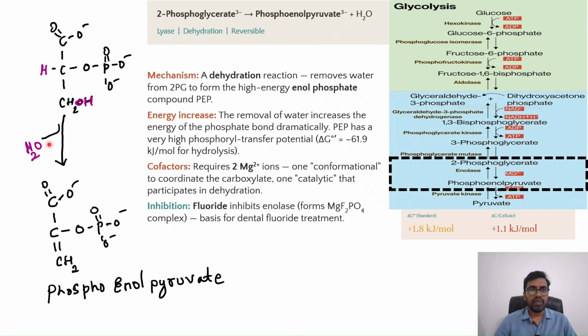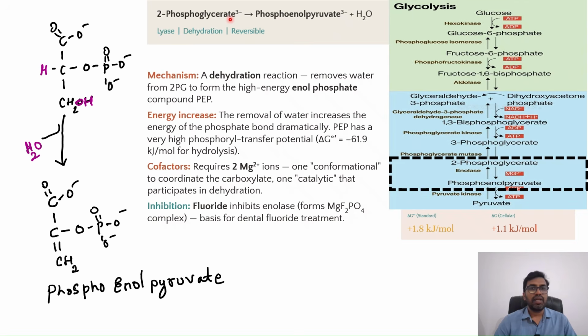Once the water molecule is eliminated, that is, once this OH and H are removed, you can see that when the hydrogen is removed there will be a lone pair of electrons on the carbon atom, and when the OH group is removed, again there will be a lone pair of electrons on the carbon. They will form a bond here, which results in the formation of a double bond, C double bond CH2, and this particular compound is called phosphoenol pyruvate.